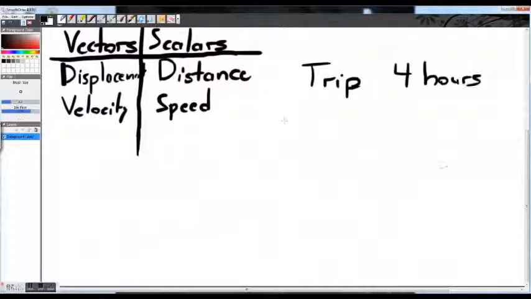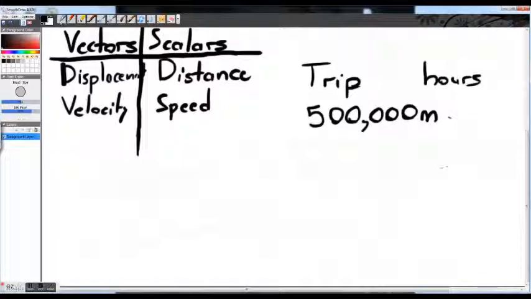And they travel a total of what? What should we say? 500,000 meters in 4 hours? That seems like probably too much. So let's say 10 hours. Let's go 10 hours, yeah. 500,000 meters is 500 kilometers.